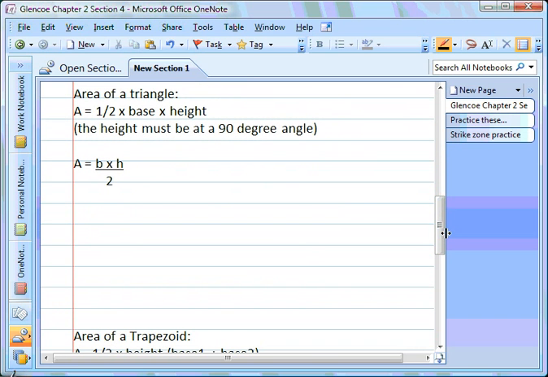The next thing we're going to do is look at triangles. For triangles, you find the area by taking the base times the height and dividing it by 2. Now remember, the height has to be found at a 90-degree angle. So if we have a triangle that looks like this, and our base is 2.6 inches, our height isn't going to be this over here. Our height has to be at a 90-degree angle, so our height has to come from here. So let's say our height is 3.1 inches.